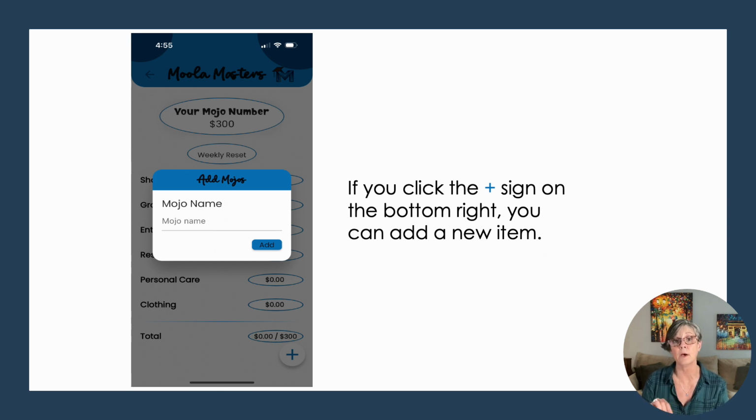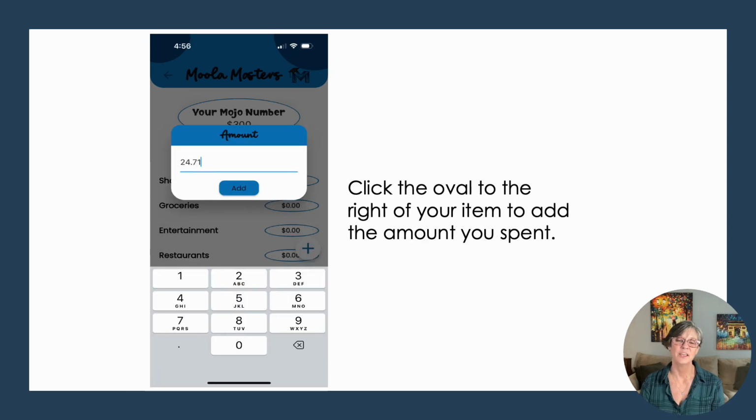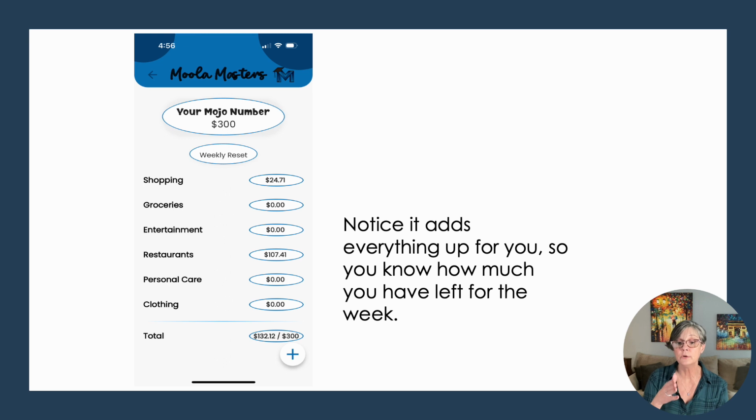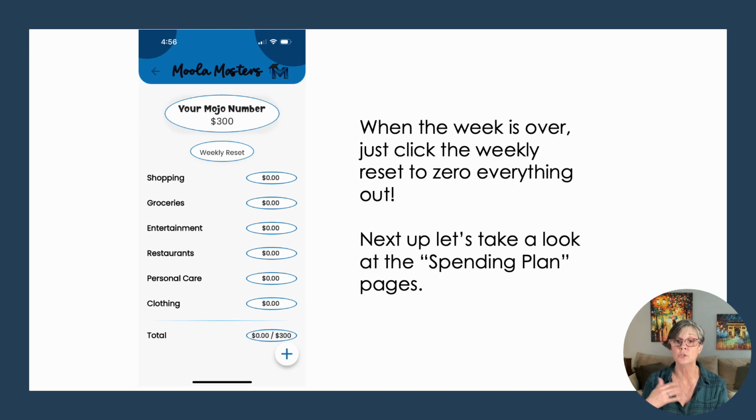If you'd like to add another item to your list, all you have to do is click the little plus sign in the bottom right, and then the screen will come up for you to add the new item. When you purchase one of those items during the week, all you have to do is click the oval next to the item's name, and then you can put in the amount. You're going to notice there that as you put in the item amounts, it's adding it up all the way to the bottom for your total. So you know where you are that week on your Mojo number. Once the week's over, you can just reset your Mojo number by hitting the weekly reset button. It'll zero everything out and you get to start your week fresh.